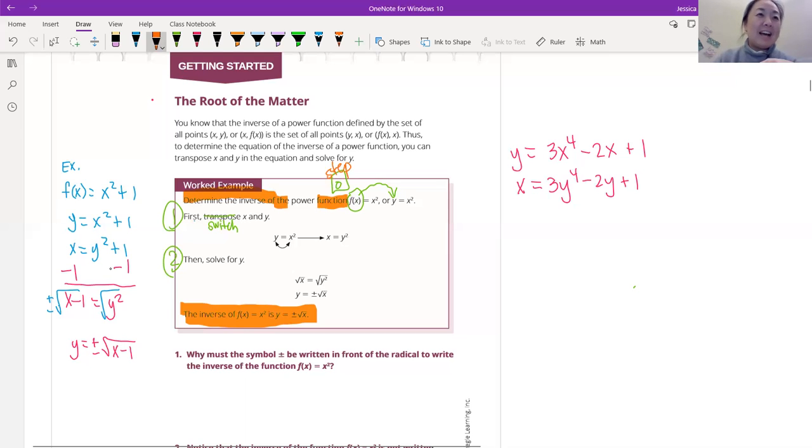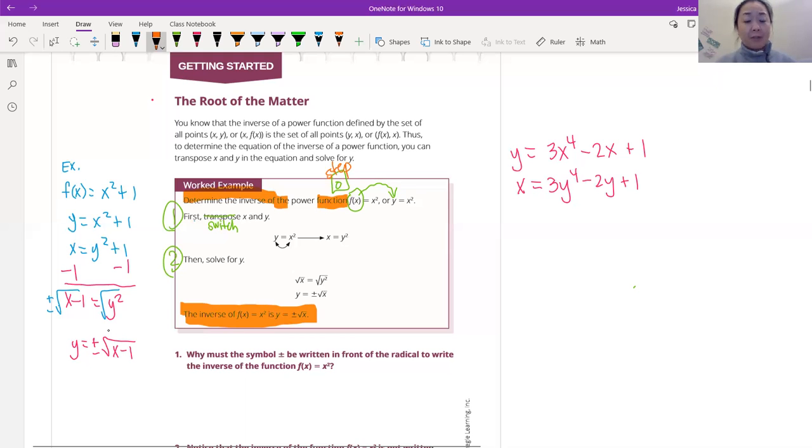Not in this one. And now we're just going to solve for y like we normally do. So we're going to subtract 1 on both sides, and then we're going to square root, right? And then we get y is equal to plus or minus square root of x minus 1. There we go. We're not putting it in function notation only because it's technically not a function.